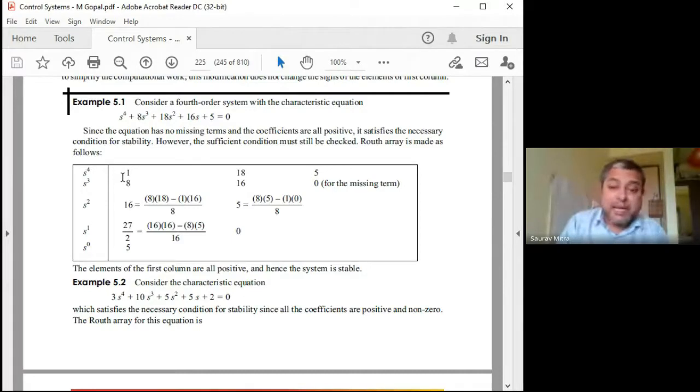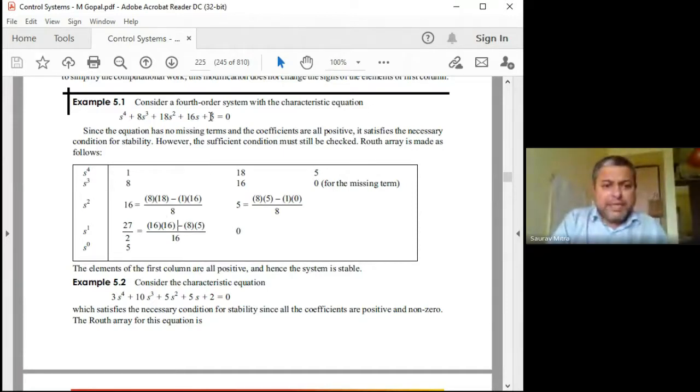And in exams they ask up to s to the 7. So we will solve some numericals where we take up to s to the 7. If s to the 7 is there, then the first line will be s to 7, the next line s to 6, then we have to construct from s to 5 up to s to 0. So 6 rows in that case we have to construct. Here only 3 rows we have to construct, and after that we check the first column for any sign change. From there we can tell whether the system is stable or unstable.